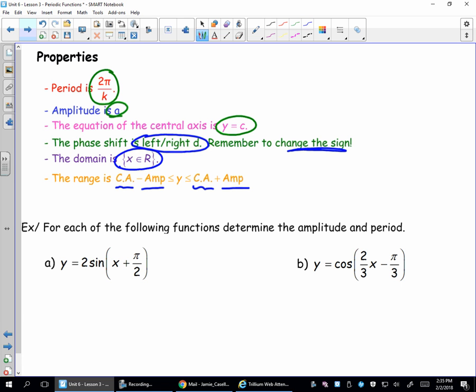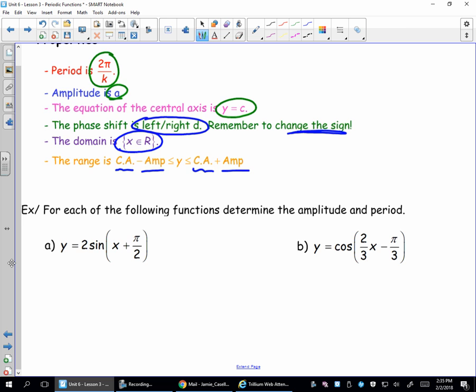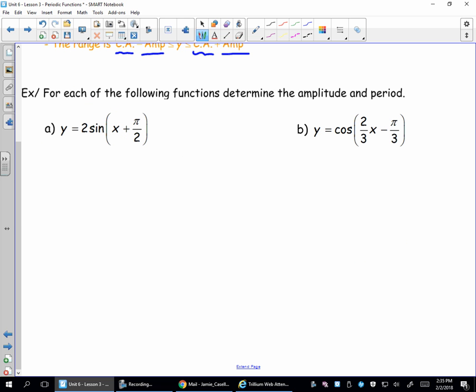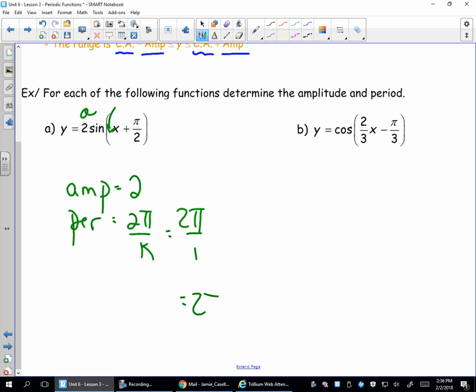So some examples of some stuff from before. For each of the following, determine the amplitude and period. So nothing new here except for my amplitude is A. Nothing new here except for my period is going to be 2 pi over k. K is the number in front of x. So there is no number in front of x, so 2 pi over 1, or in other words, 2 pi. Sorry, it takes 2 pi to complete every cycle.